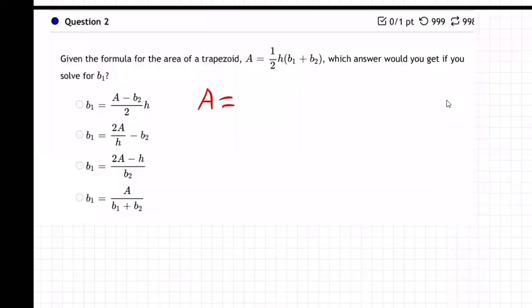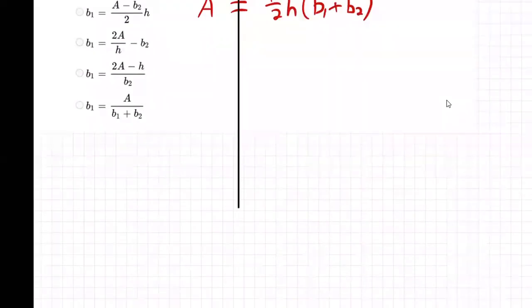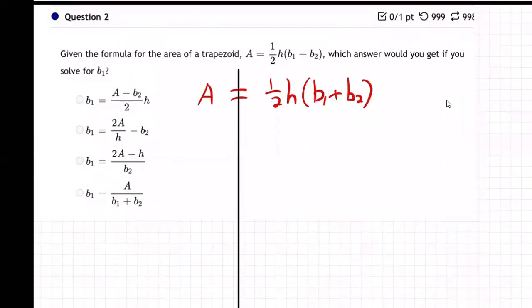So A equals a half H times (B1 plus B2). Okay, and let me put in the wall of separation, right? Equal sign is always left side, right side. Okay. So now we are trying to solve this equation for what?